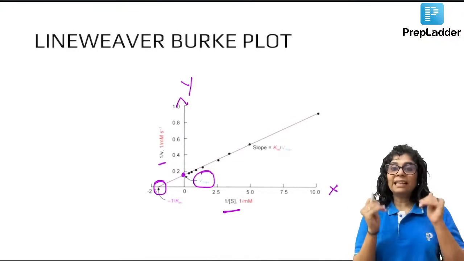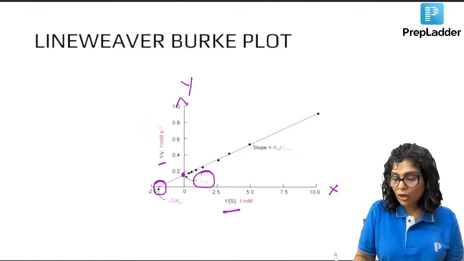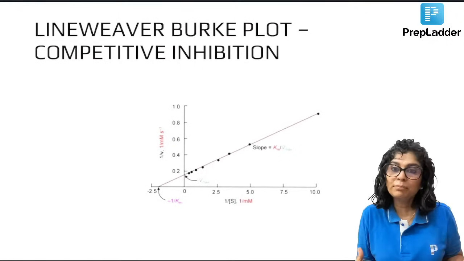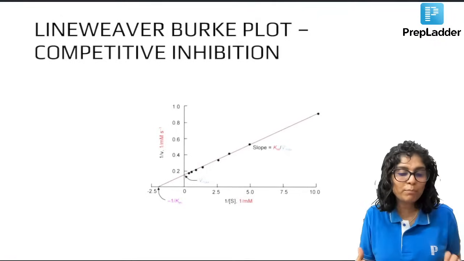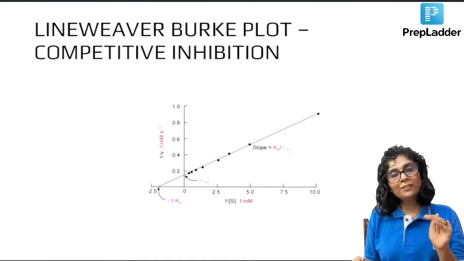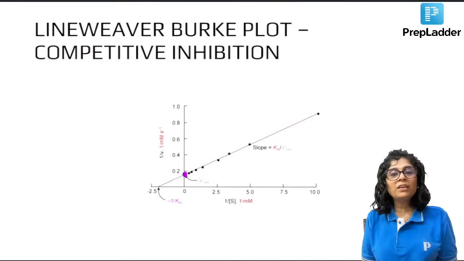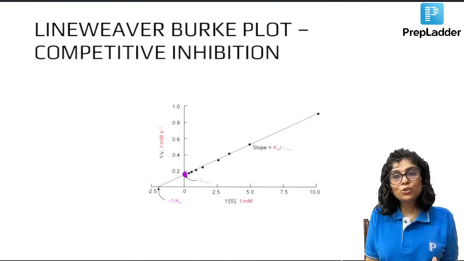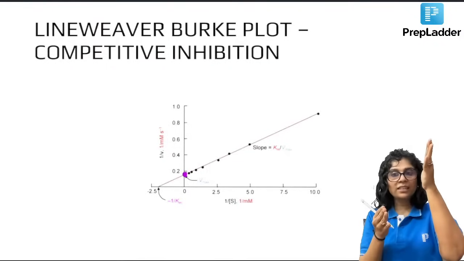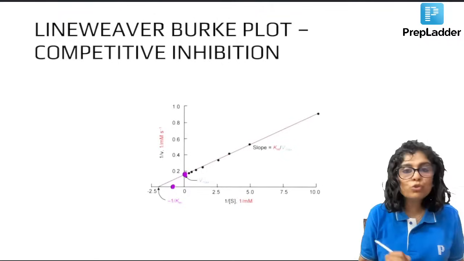So if this is the graph that I get in the absence of an inhibitor, what happens in the presence of a competitive inhibitor? All of you start answering. In the presence of a competitive inhibitor, what happens to Vmax? Please keep the chat box active. What happens to Vmax? Vmax is normal. When Vmax is normal, 1 by Vmax will remain the same. What happens to Km? Km is increased. If Km is increased, 1 by Km is decreased. So it will be close to 0.